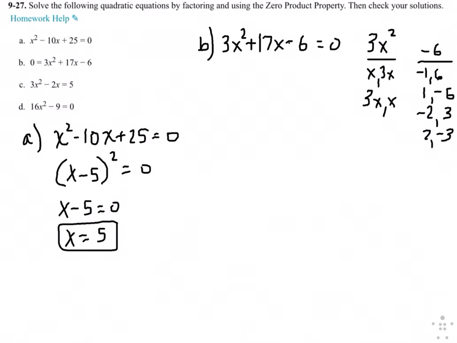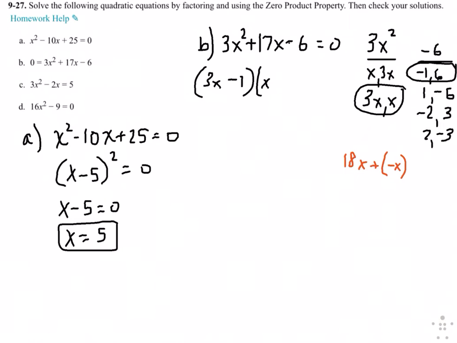So now we're looking for outers times inners. That gives us a positive 17. You should be able to pretty quickly tell that it's this one and this one. If I just show you, the outers are 3x times 6, that's 18x, and the inners are x times negative 1, that's negative 1x. So that's 17x. Okay, so it now factors to 3x and x, and negative 1 and positive 6 equals 0.